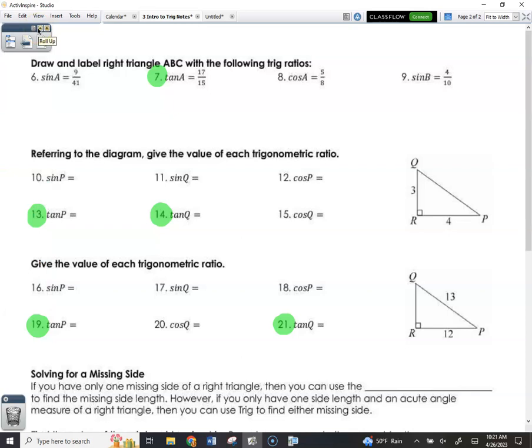So look at number 7. Look at the directions. It says draw and label right triangle ABC with the following trig ratio given to you. The purpose of this question is to teach you that if I tell you the tangent of angle A is, say, 4/5, I have just told you 2 side measures from the triangle. How do you know what side measures I've given you? Because of the formula for tangent. All right, so what's the formula for tangent again?